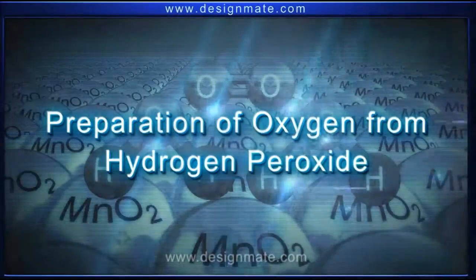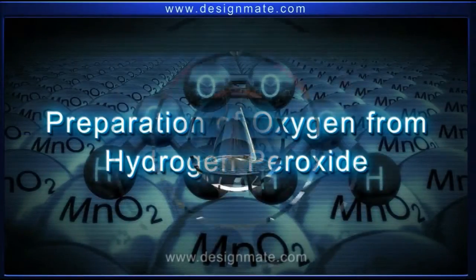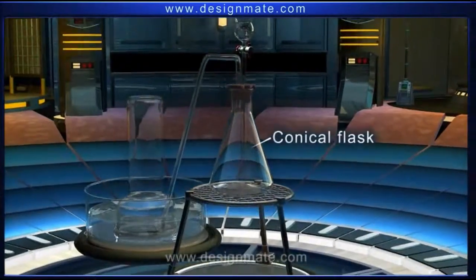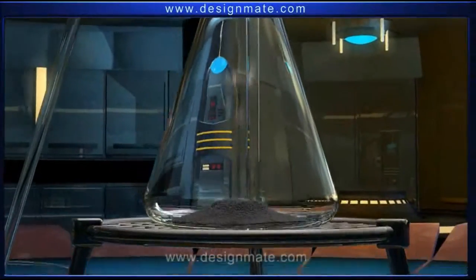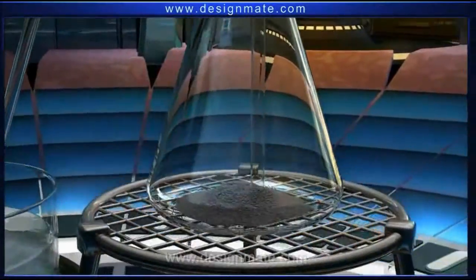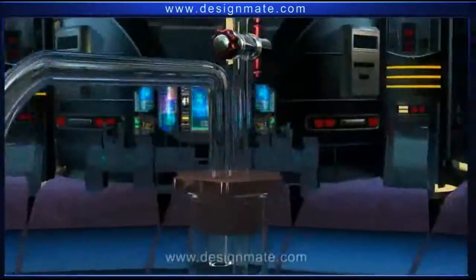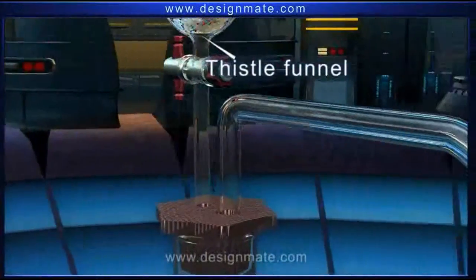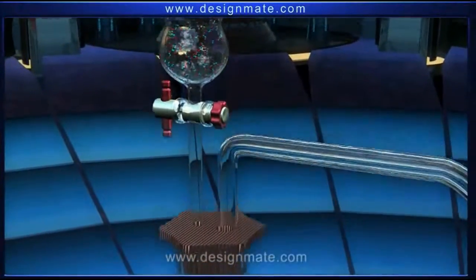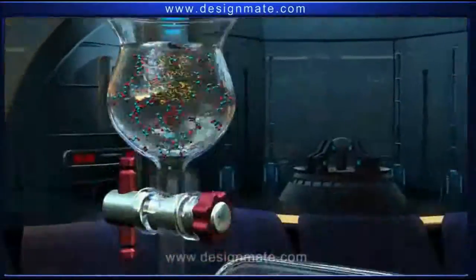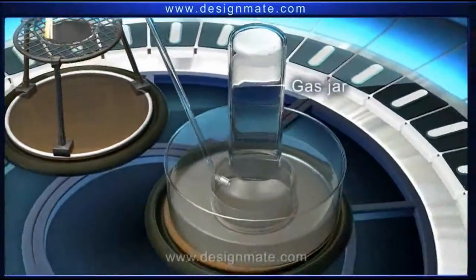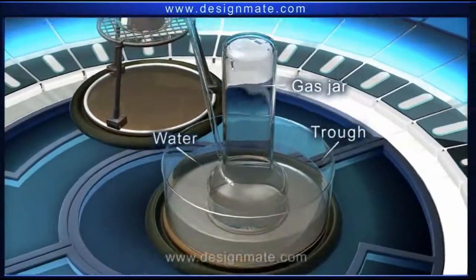Preparation of oxygen from hydrogen peroxide. The experimental setup has a conical flask containing manganese dioxide, which acts as a catalyst. The thistle funnel is fitted to this flask. The thistle funnel is filled with hydrogen peroxide. The delivery tube leads to an inverted gas jar placed over a trough of water.